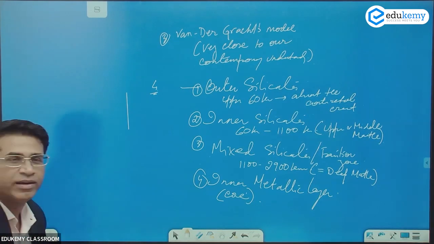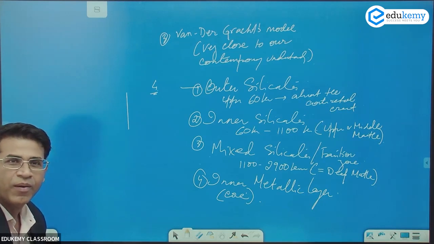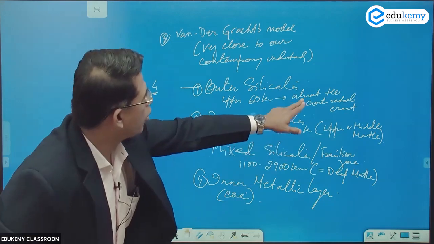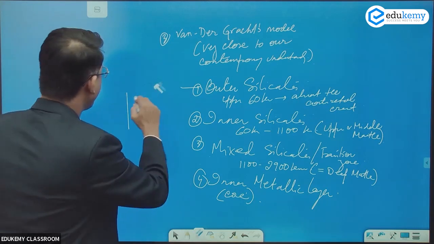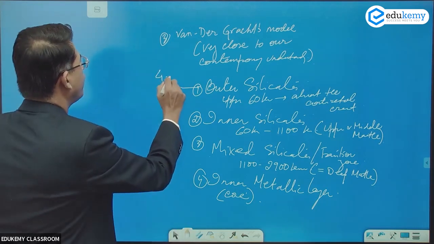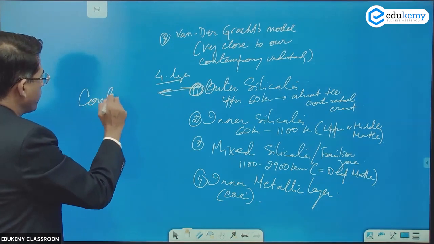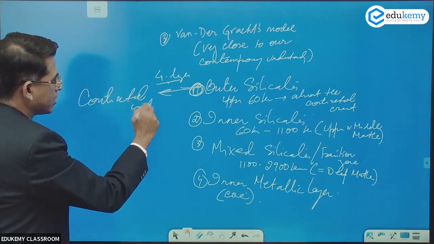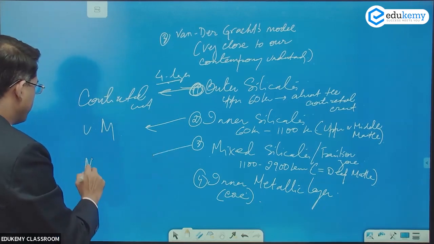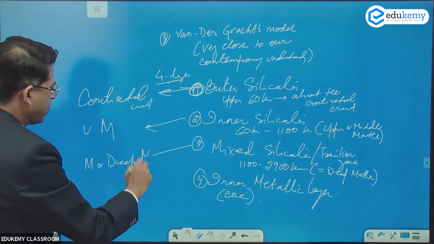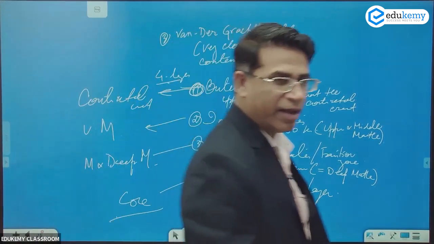All done? After 60 kilometers, this is almost the continental crust. Ye jo layer hai, there are 4 layers. This layer, this is the continental crust. This is the upper mantle. This is the middle and the deep mantle. This is the core.